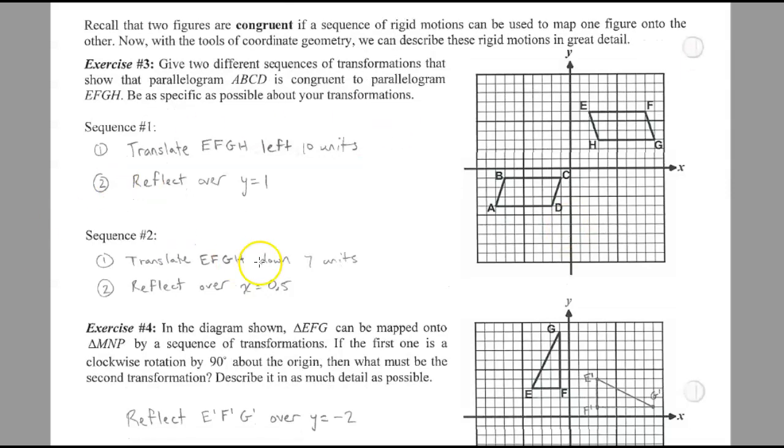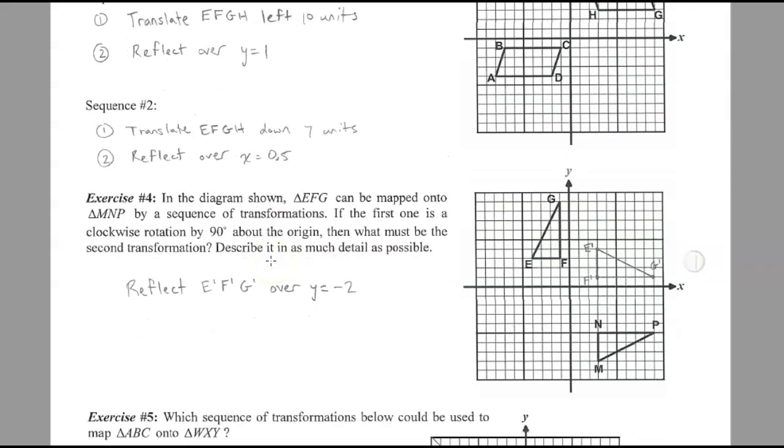All right, exercise 4. In the diagram shown, triangle EFG can be mapped onto MNP by a sequence. And so if I take EFG from quadrant 2, I can make it land on MNP in quadrant 4. If the first move is a clockwise rotation by 90 degrees, that means that all 3 quadrant 2 points become quadrant 1 points. That's the clockwise move.